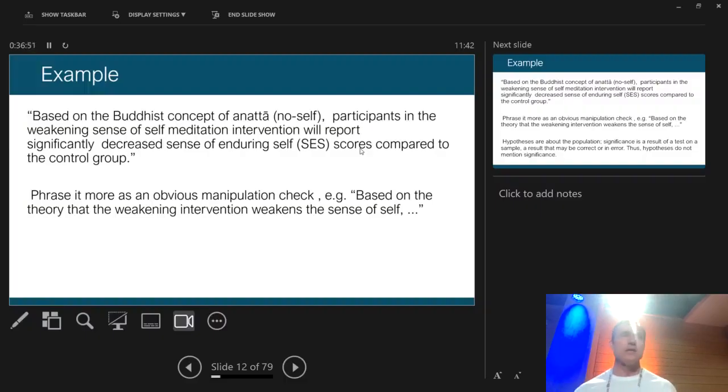So there's nothing grandiose about this. Do you see what I mean? It's just saying, what's at stake here? Well, it's a manipulation check. So if this prediction fails, the manipulation doesn't do what it says on the tin. And so that's the way I've tried to phrase it here, to be clear.